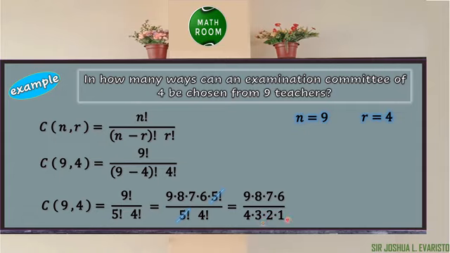By getting the product of the factors of the numerator and denominator, we have 9 times 8 times 7 times 6 is equal to 3024. And 4 times 3 times 2 times 1 is equal to 24. Last step, 3024 divided by 24 is equal to 126. Thus, we have 126 ways an examination committee of 4 can be chosen from 9 teachers.